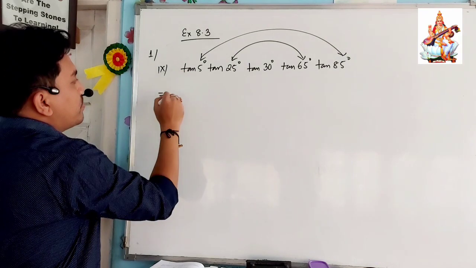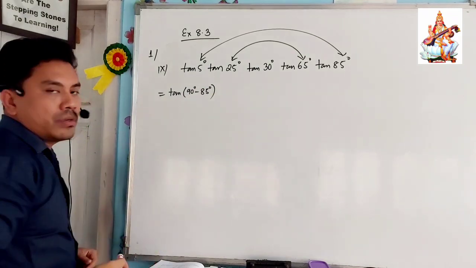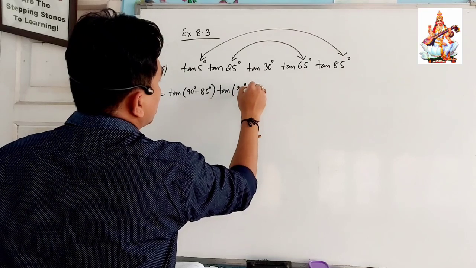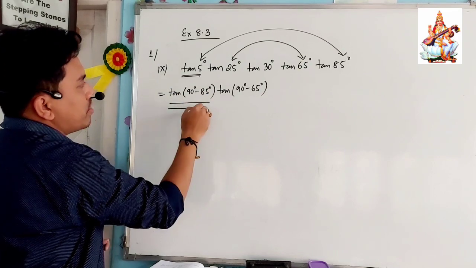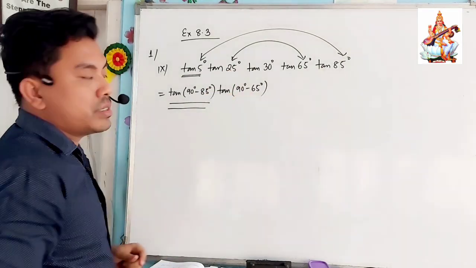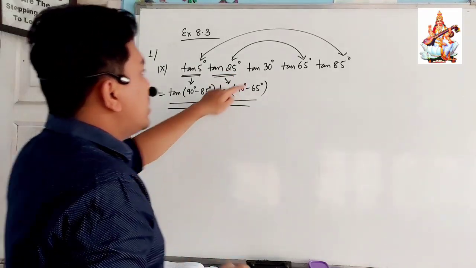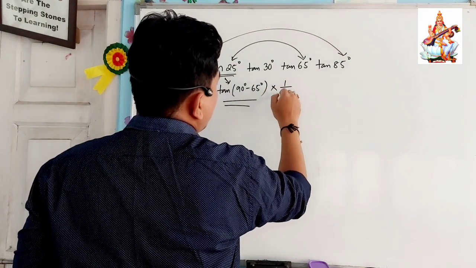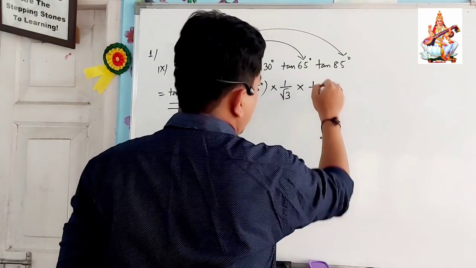Okay. So now tan 5 can be written as what? tan 90 minus what? 85. Can we write? Yes. tan 25 can be written as tan what? 90 minus 65. Can we write? Yes. So this too, tan 5 we have written as this. It is very simple. Now in place of 5 what I have written? 90 minus 85. In place of 25 what I have written? 90 minus 65. So these two both I have written. Isn't it? This and this we have done. Now tan 30 value we know. What is tan 30? tan 30 is equal to 1 by root 3. Isn't it? Now these two will remain the same. Let this be same.